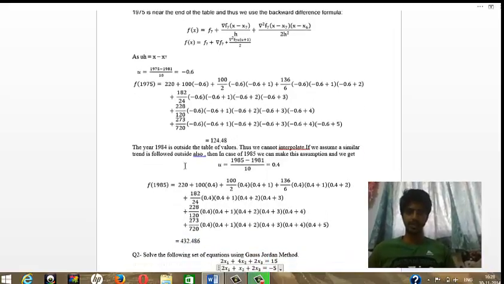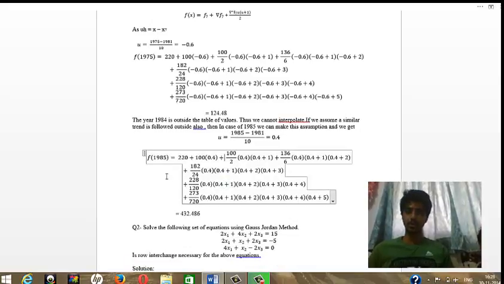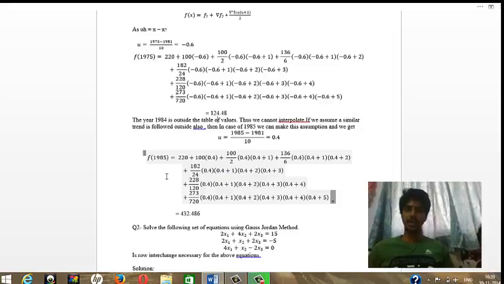Equal to 220 plus 100 into 0.4. Similarly, the first equation that we used to calculate 1975, a similar equation is used here. So we got the value of f of 1985 as 432.4x. So this is the way you can estimate the population in the following years, as we have done for 1925, 1975 and 1985.